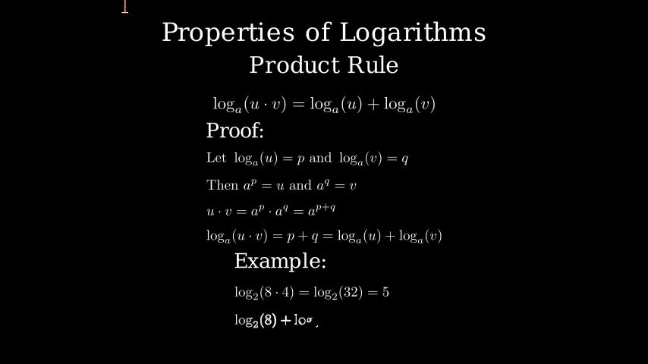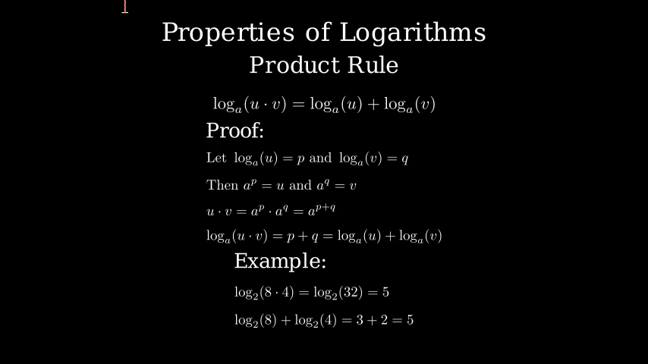Let's look at an example. Log base 2 of 8 times 4 equals log base 2 of 32, which is 5. Using the product rule, we can also calculate this as log base 2 of 8 plus log base 2 of 4, which is 3 plus 2, giving us 5.